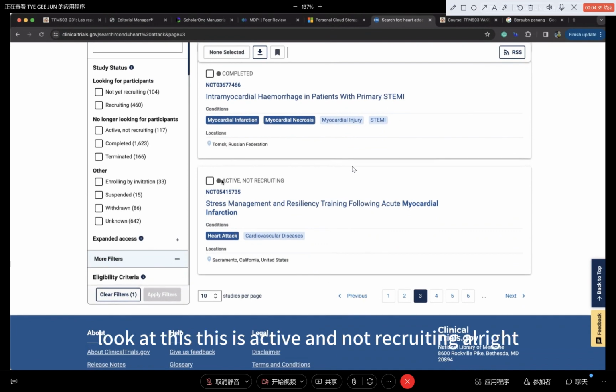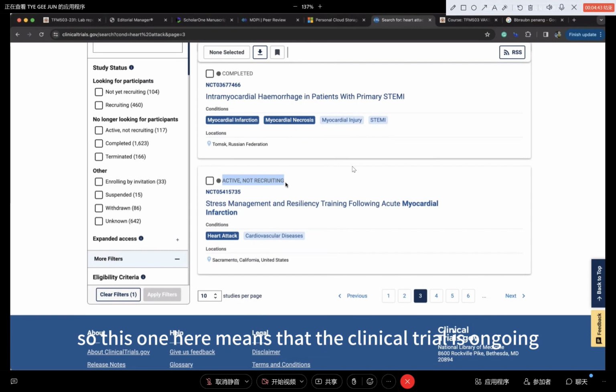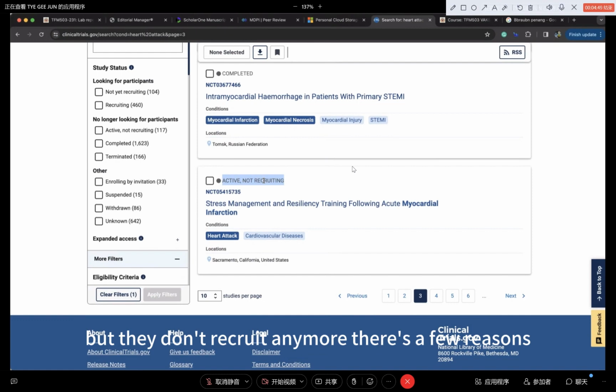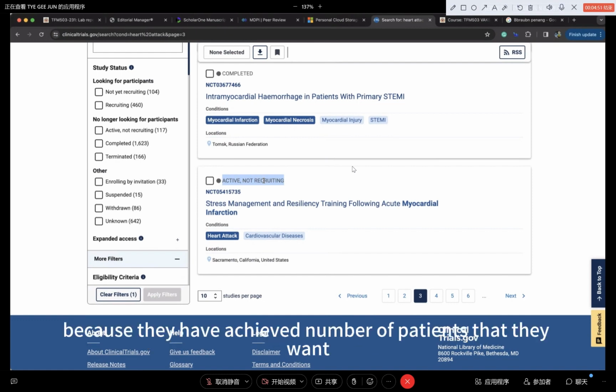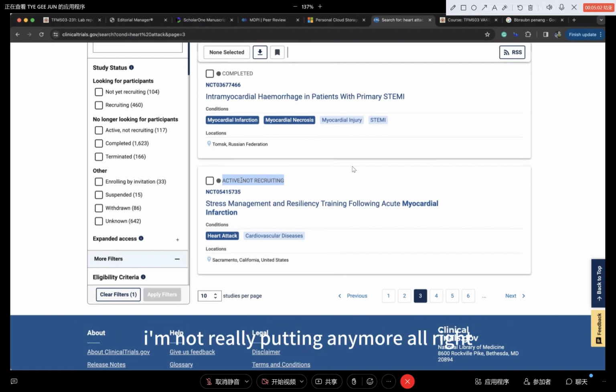Okay, look at this. This is active, not recruiting. All right, so this one here means that the clinical trial is ongoing, but they don't recruit anymore. There are a few reasons why they don't recruit anymore. Most likely it's because they have achieved the number of patients that they want. So when they have a sufficient number of patients, they'll just put a term there, I'm not recruiting anymore.